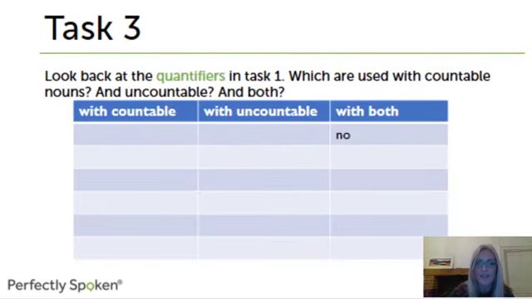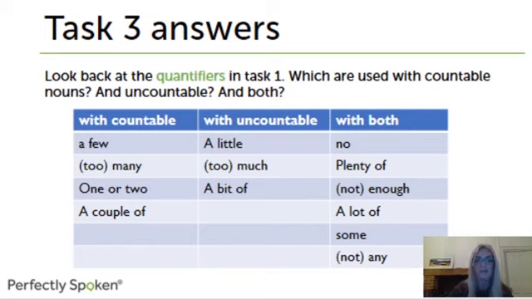Okay, so are you ready for the answers? Here we go. So, quantifiers that we can use with countable nouns like sweets, cakes, books, films, hours, visits. We've got a few. Yeah, a few sweets, a few cakes, but not too many.